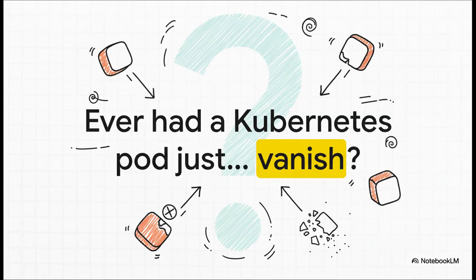So let me ask you something. Have you ever had this happen? You're working on your Kubernetes cluster. Everything seems totally fine. And then, poof, a pod is just gone, right? No error, no failed deployment. It just vanishes. It's so frustrating.